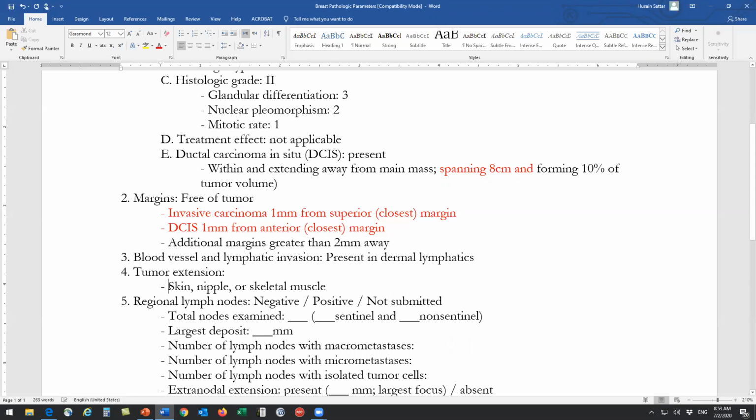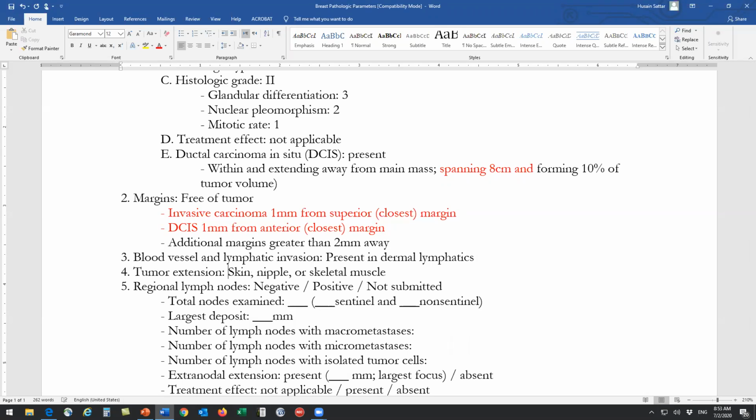Okay, tumor extension. This is the tumor extension that I was talking about that results in a PT4. So we care about this because it's going to result in PT4. So skin means that I have tumor extension into skin. And then if I have that, I'm going to say ulceration, okay, because that would change my stage. Or I might say dermis only. Why would I say dermis only? Because that will not change the stage. Or I might say satellite nodules.